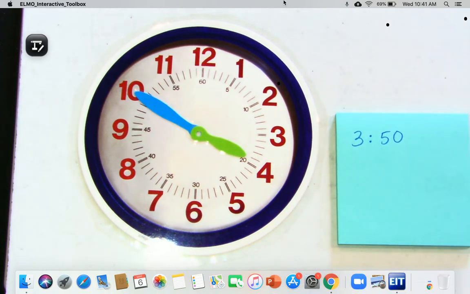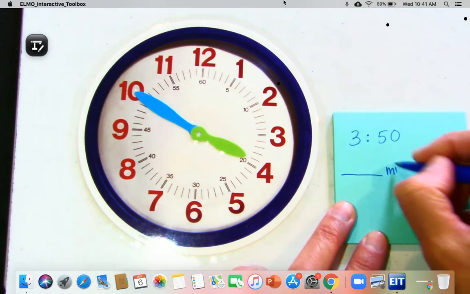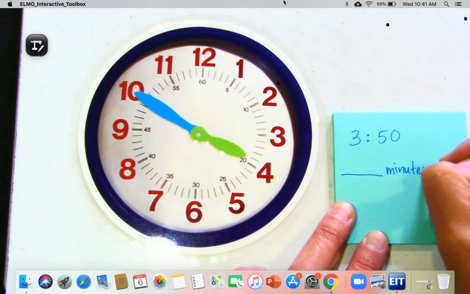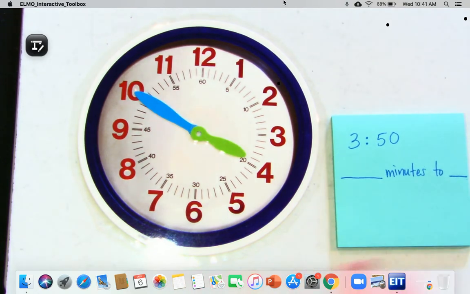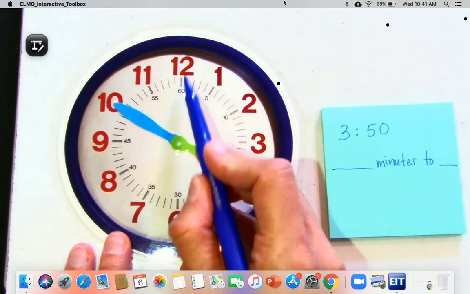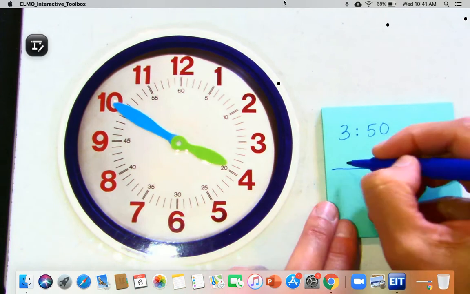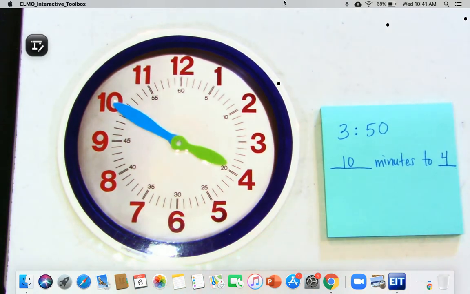Now, another way of saying 3:50 is how many minutes to the next hour. So I could say, well, let's see, how many minutes to the next hour? 5, 10. So in 10 minutes, it is going to be the next hour. So that would be 10 minutes to 4. So in 10 minutes, it's going to be 4 o'clock.